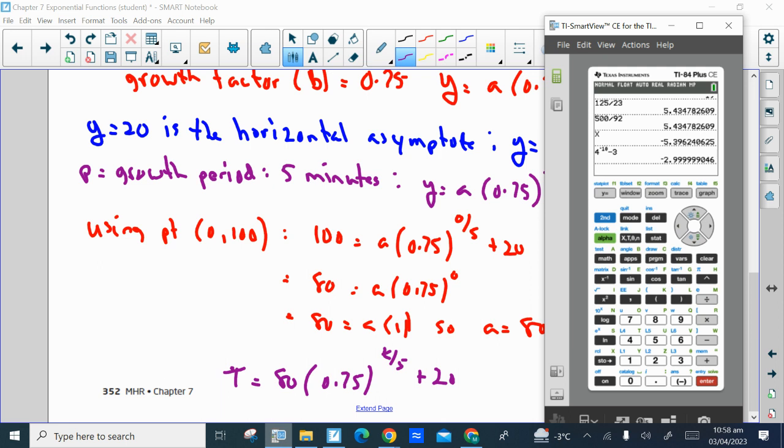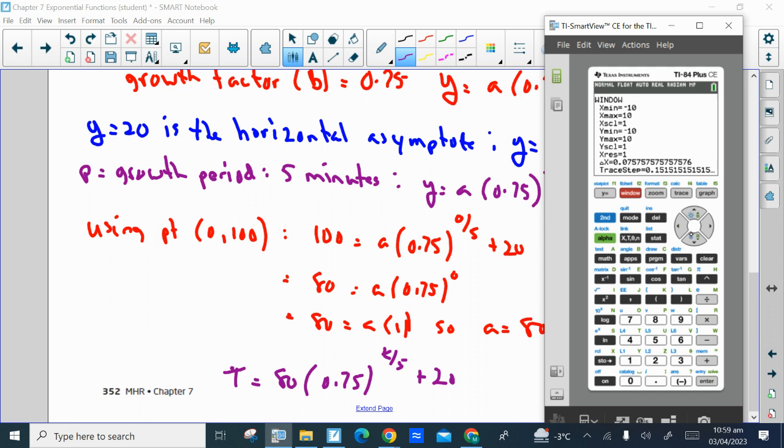Which again, we can check in our calculator. If we put this in there, to the power x over 5 plus 20. If we look at the graph on the page, it tells us what our windows should be.